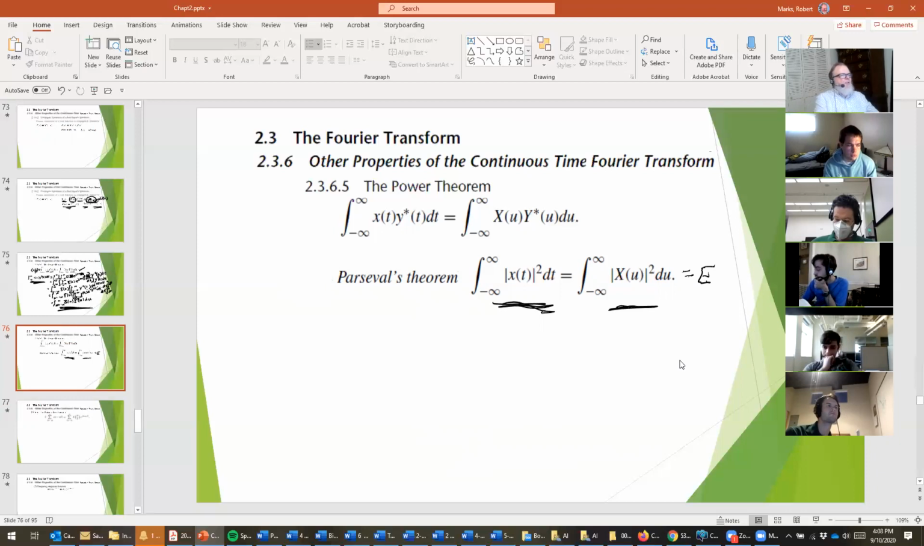And you can see this is a special case of the Power Theorem by setting y equal to x. Right? If we set y equal to x, we know that x times x conjugate is the definition of the magnitude of x squared, from complex arithmetic. So setting y equal to x, we get Parseval's theorem, which is a special case of the Power Theorem.